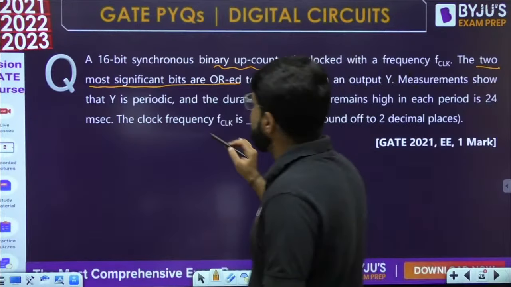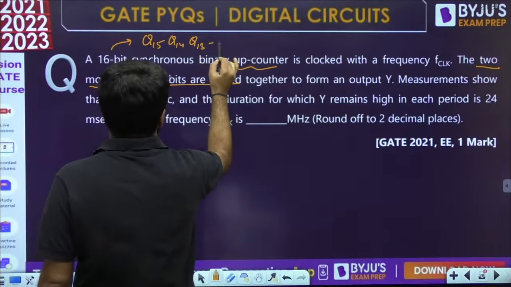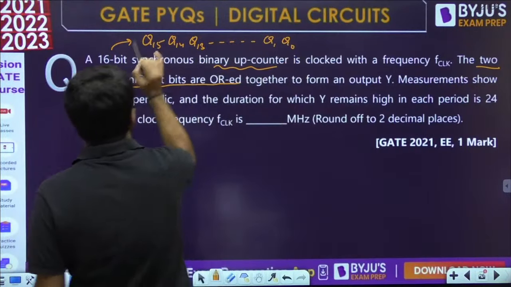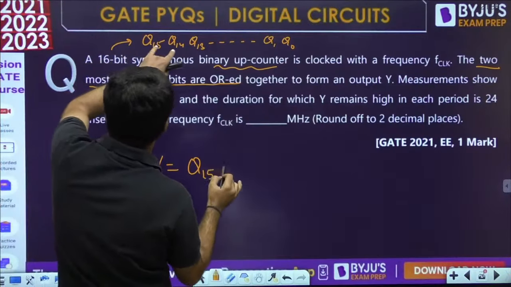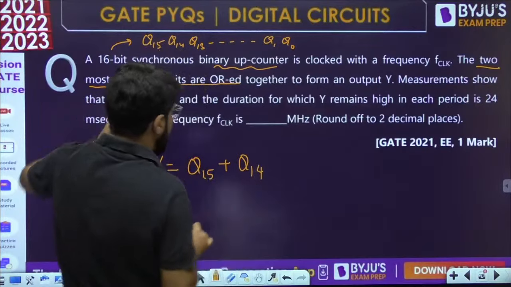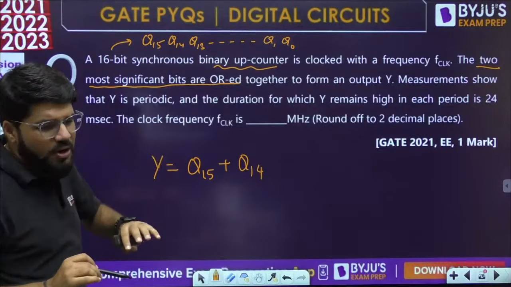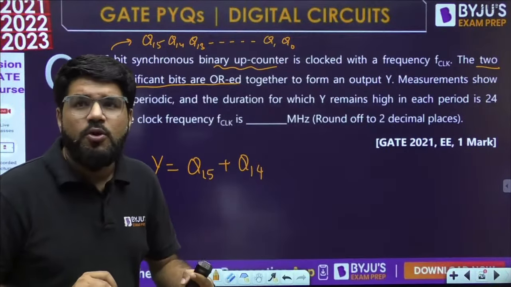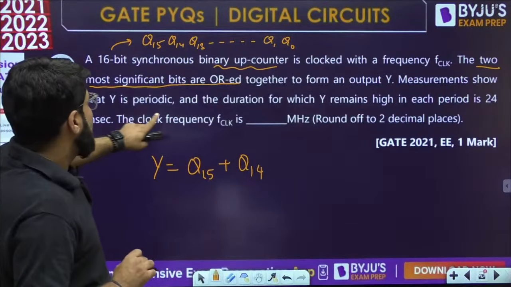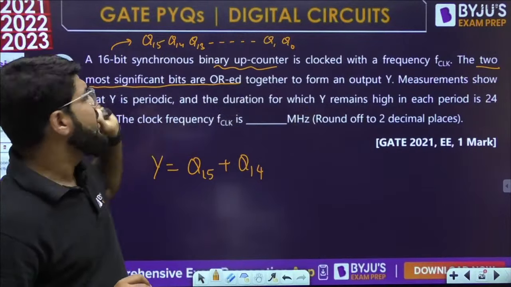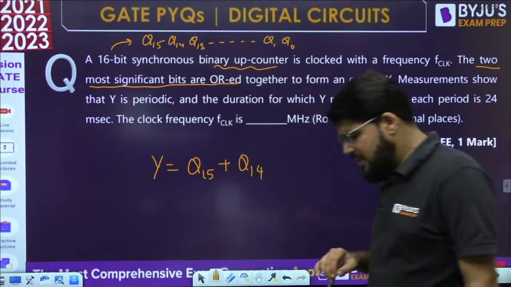Because it is a 16-bit synchronous counter, I can name the bits Q15, Q14, Q13, and so on, down to Q1, Q0. These are the 16 bits. They are ORed together to form an output Y. ORing of which bits? The two most significant bits, that is Q14 and Q15. Measurements show that Y is periodic. It will be periodic because the nature of the counter is periodic. Whichever two bits you take, they will keep repeating after the cycle of the counter is complete. The duration for which Y remains high in each period is 24 milliseconds. What is the clock frequency? A very logical question, one mark.